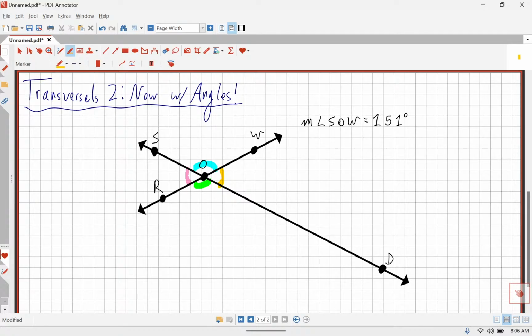Guys, which angle that I've got up here is SOW? Is it pink, blue, orange, or green? It is the blue angle. The blue angle is SOW because I traced S to O to W. So I know that this angle right here is 151 degrees. Will you please tell me the measurement of the other three angles we see here? That is SOR, WOD, and ROD. Talk to each other. How could we find those angles' measures?